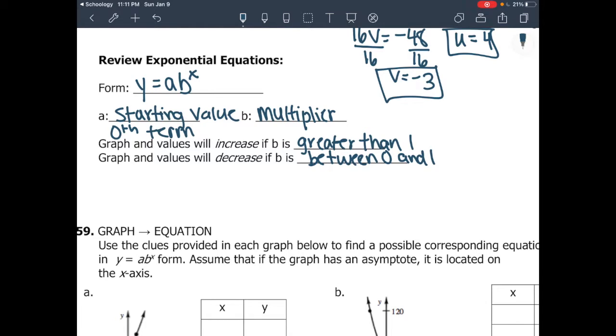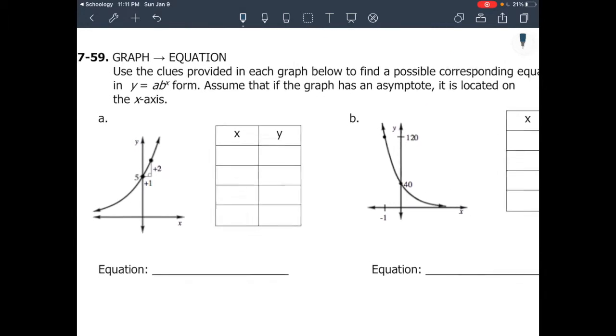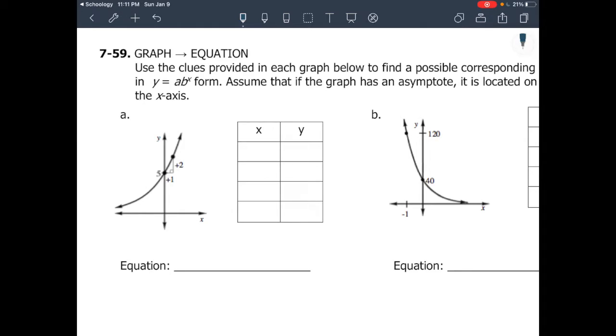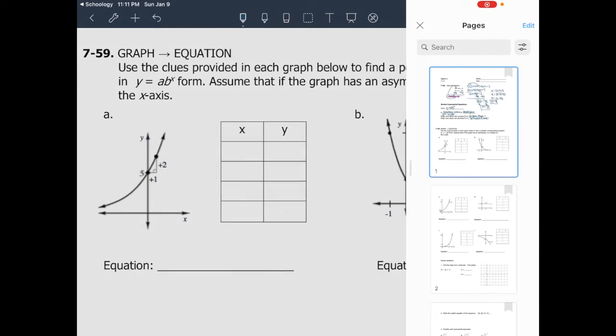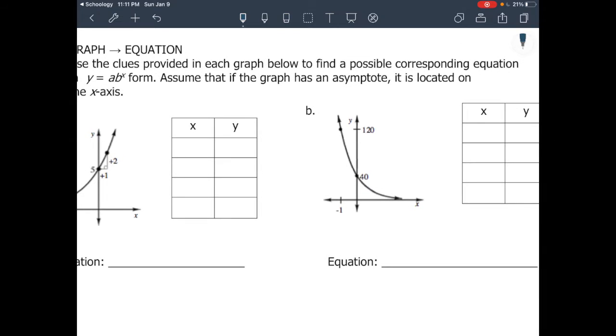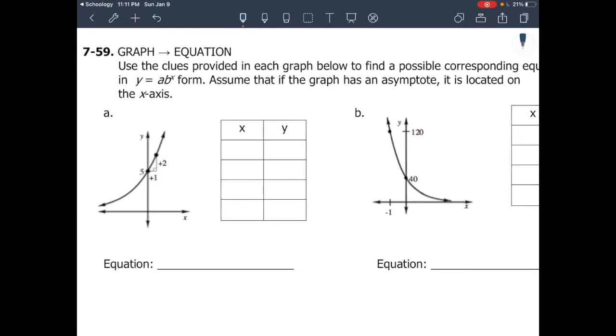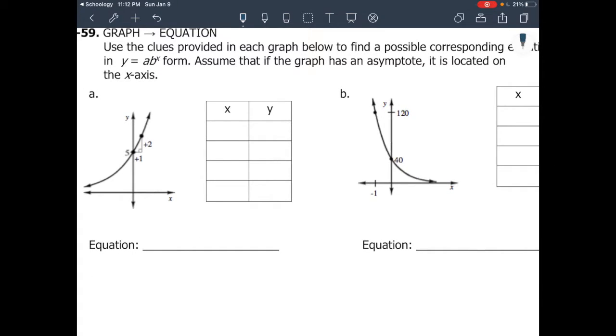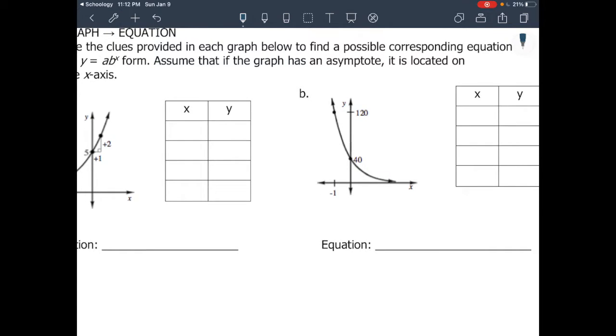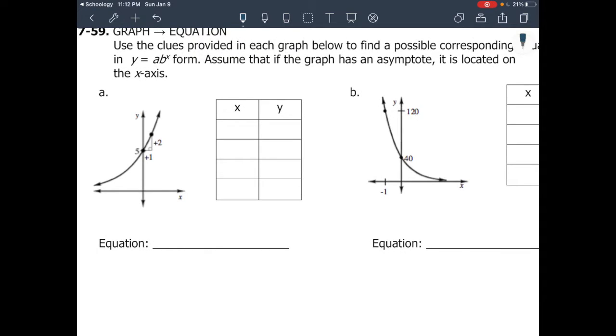Now we're going to look at a couple of things here. It says 759 graph to equation. We've been doing the other way around, and now we're going to look at it differently. It says use the clues provided in each graph below to find a possible corresponding equation in y equals a times b to the x power form. Assume that if the graph has an asymptote, it is located on the x-axis. What an asymptote is, just as a reminder, is where the graph cannot pass.